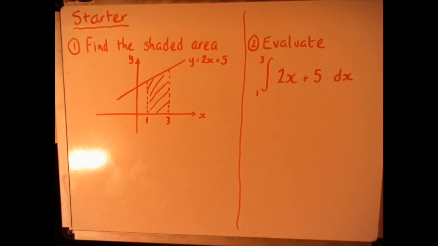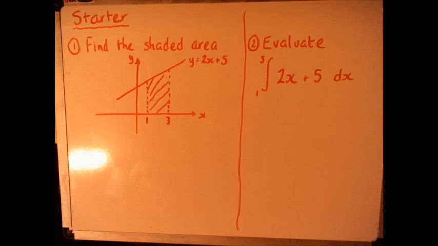The first one, I want you to find the area under the shaded area that's given. Basically just split it into a rectangle and a triangle and see if you can find the area. And on the second one, just a reminder of our definite integrals, see if you can evaluate that definite integral. Pause the video at this point, answers coming up in a second.